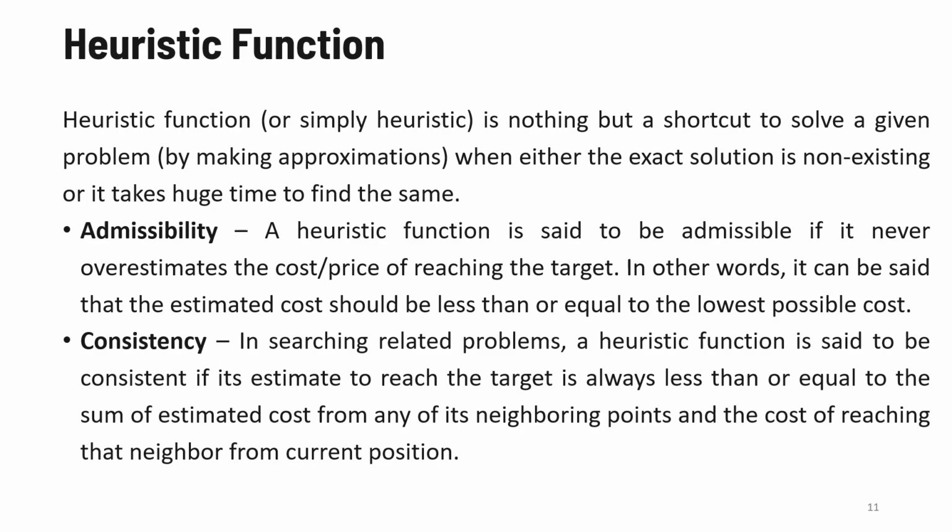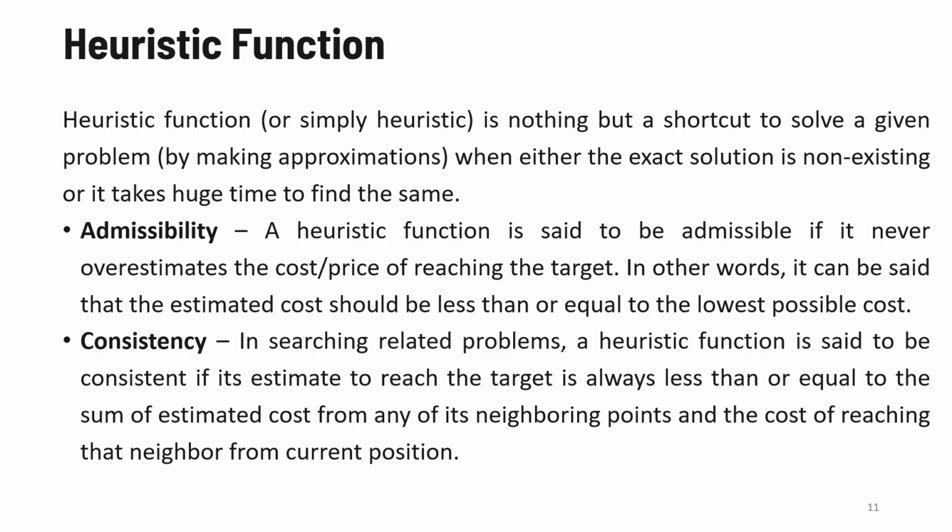So why are we going for the heuristic function? To estimate how close a current state or node is to the goal state. It acts as a shortcut that helps the searching algorithm find solutions more quickly by making educated guesses instead of exploring every possible path. Whenever finding the exact solution is difficult, time consuming or computationally expensive, the heuristic function provides approximate information that guides the search towards the promising direction.